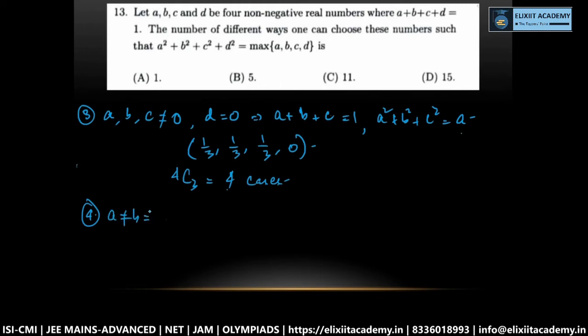And lastly, we have one last case, the fourth one, where A, B, C, and D are all not equal to 0. This is our final case. In this case, obviously, A square plus B square plus C square plus D square is equal to A. Right?